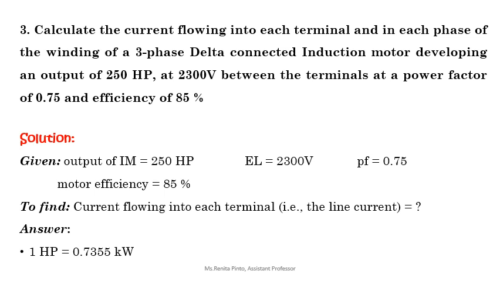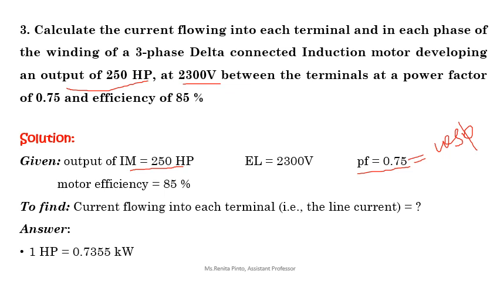First, we'll check that. Here it is given that it is an induction motor which has an output of 250 HP. The output is given in terms of horsepower. At 2300 volt, this is nothing but the line voltage EL between the terminals. Power factor cos phi is given as 0.75. Efficiency is given as 85%. Now you need to find out the current flowing into each terminal. What do you mean by current flowing into each terminal? It is nothing but the line current.